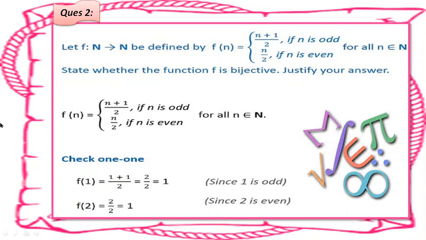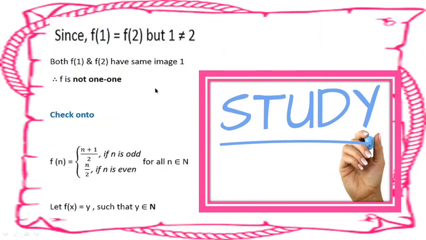Now let's check one-to-one first of all. Let's check f(1). 1 is an odd number, so we will consider this definition, (n plus 1) by 2, which means (1 plus 1) by 2. This is 1. Now let's check f(2). 2 is an even number, so we'll consider this definition, 2 by 2, which is 1. So for different inputs, we are getting the same output. It means the function is not one-to-one.